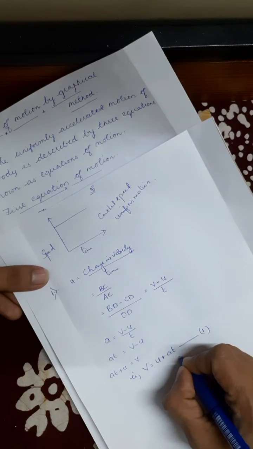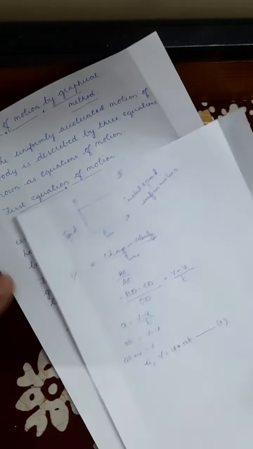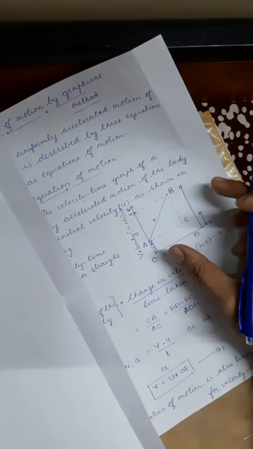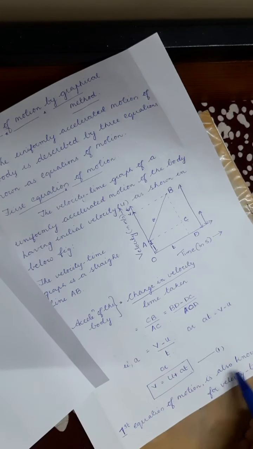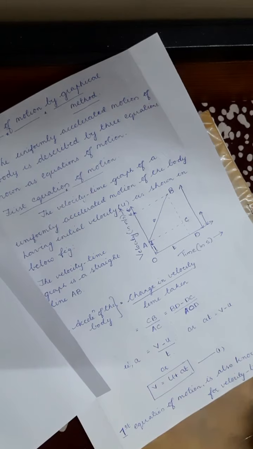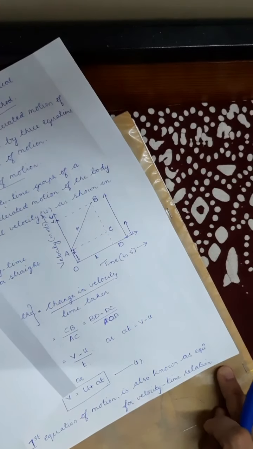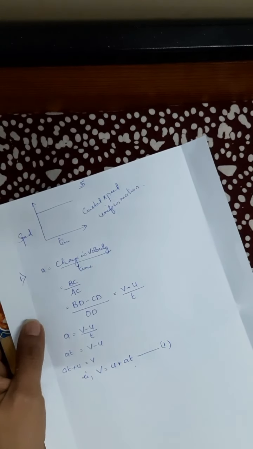Is it clear, students? This is very easy, the only thing you need to know is about this graph, because graphically only you need to prove this. Okay. So first equation of motion is also known as equation for velocity time relation. Okay. Now let us check with our second equation of motion.